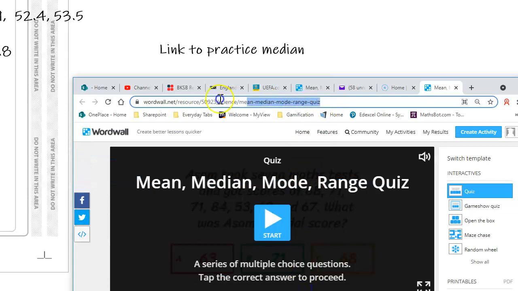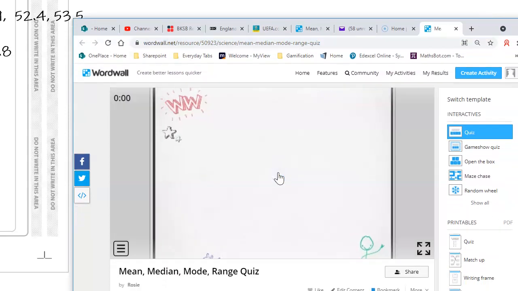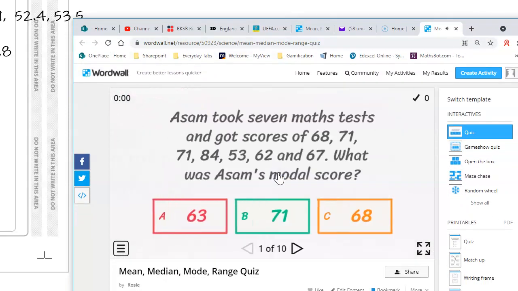Okay, so we've got the link there. Typing that in, it will go straight to the practice. And again, just to show you one question of the practice, to see the information in there. So you've got the question there. Azam took 7 maths tests and got scores of 68, 71, 71, 84, 53, 62 and 67. What was Azam's modal score? So it's starting off with a mode question, but we'll go ahead. There are median questions a bit further on.